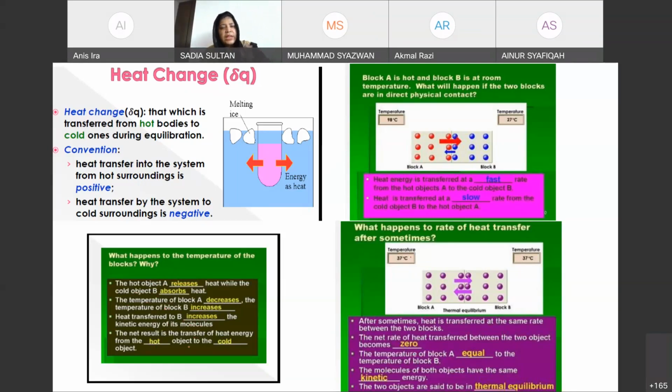Net, what is going on? The transfer of heat from the hot to the cold. Because at the end, there is a slight increase in the temperature of the cold, right? So the net is the transfer of heat energy from the hot to the cold. There is no decrease in the temperature of the cold, right? The cold increases in temperature, but for the hot, there is a decrease in temperature.